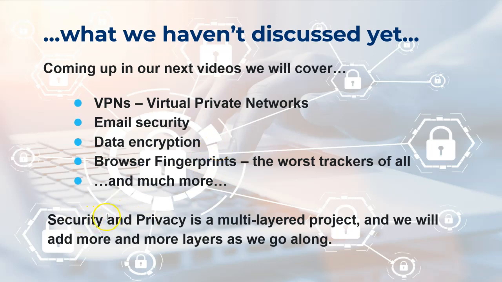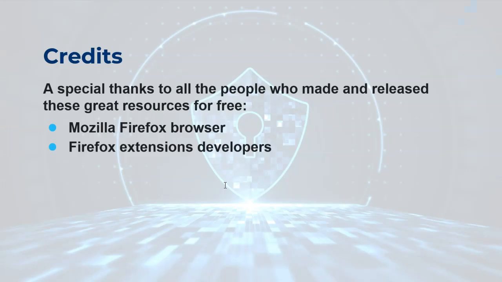As you'll know, security and privacy is a multi-layered project. We'll be adding more and more layers as you go along. You'll need a lot of different things. As you could see from my Firefox, we had uBlock Origin, which we'll discuss in another video. That stops the advertising. Privacy Badger stops the trackers. And there'll be much more to help you take back your privacy, take control of your life online again, which is a very worthwhile thing to do.